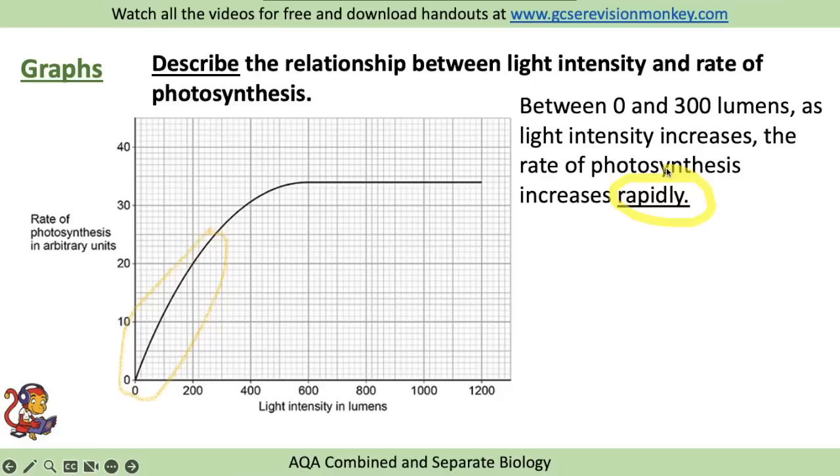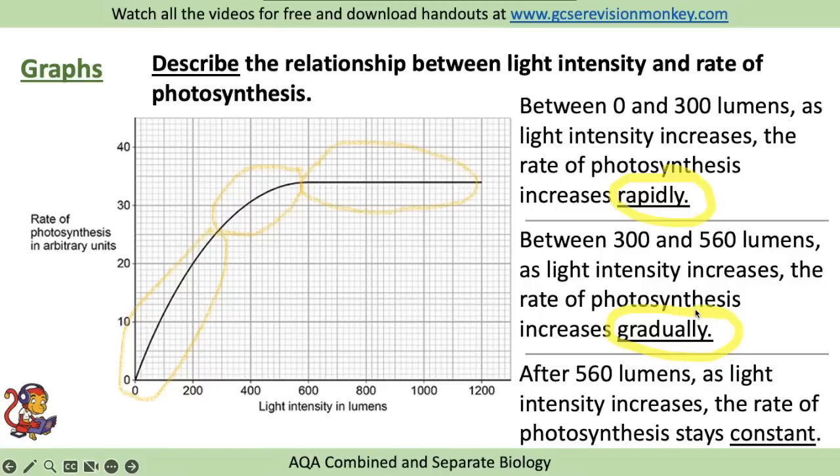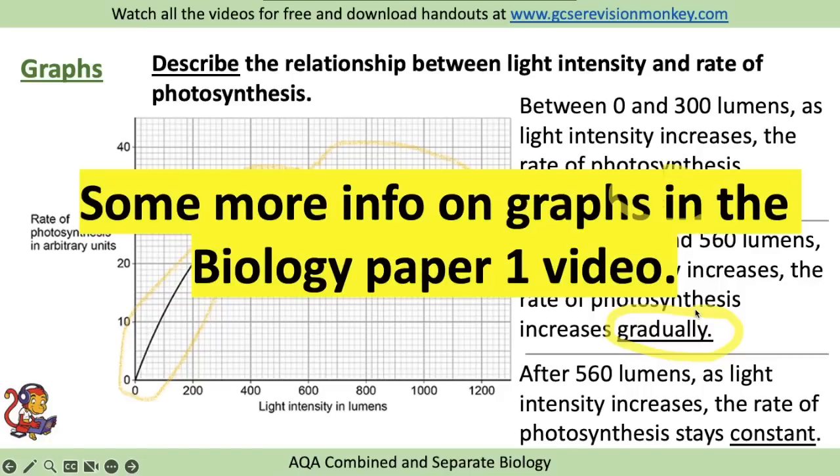And then you have to look at the next part of the graph, and between 300 and 560 lumens, as light intensity increases, the rate of photosynthesis increases gradually. So this is a more shallow line, so we call it a gradual increase. And then finally, looking at the last part of the line, after 560 lumens, as light intensity increases, the rate of photosynthesis stays constant. So a really, really common question for biology paper 2, but it could come up in chemistry or physics as well. There's more information on graphs in biology paper 1, but I'll assume you've had a look through that already.